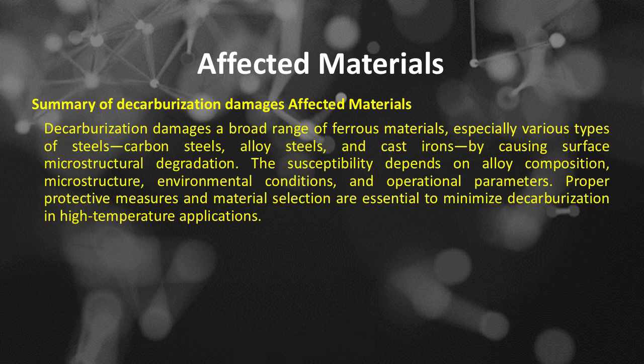Summary of decarburization damages affected materials. Decarburization damages a broad range of ferrous materials, especially various types of steels, carbon steels, alloy steels, and cast irons, by causing surface microstructural degradation. The susceptibility depends on alloy composition, microstructure, environmental conditions, and operational parameters. Proper protective measures and material selection are essential to minimize decarburization in high-temperature applications.